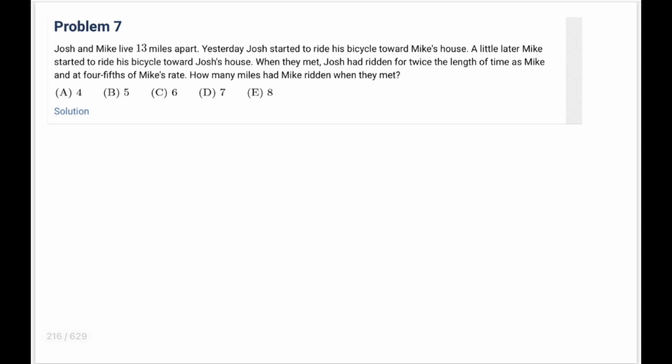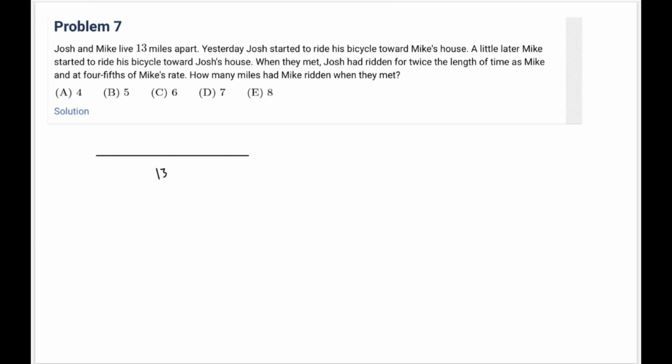Problem number 7: Josh and Mike live 13 miles apart. Yesterday, Josh started to ride his bicycle toward Mike's house. A little later, Mike started to ride his bicycle towards Josh's house. When they met, Josh had ridden for twice the length of time as Mike and at 4/5 of Mike's rate. How many miles had Mike ridden when they met? Okay, so they live 13 miles apart.